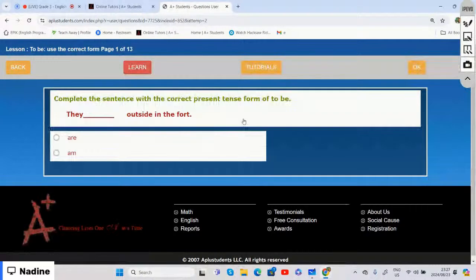All right. So now they say we need the correct present tense form of the word to be. It says they are or they am outside in the fort. We need to choose the correct form. Do we say they are or they am outside in the fort?